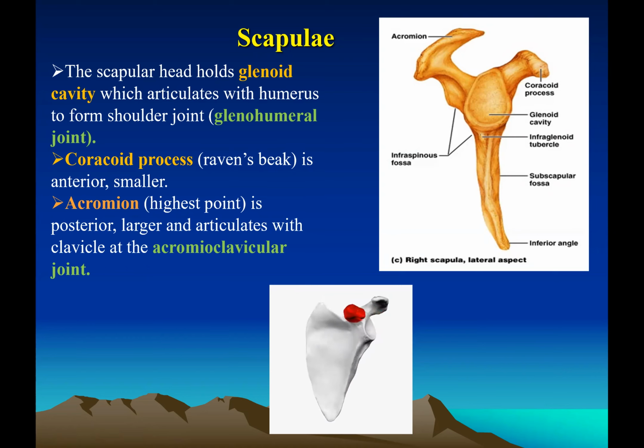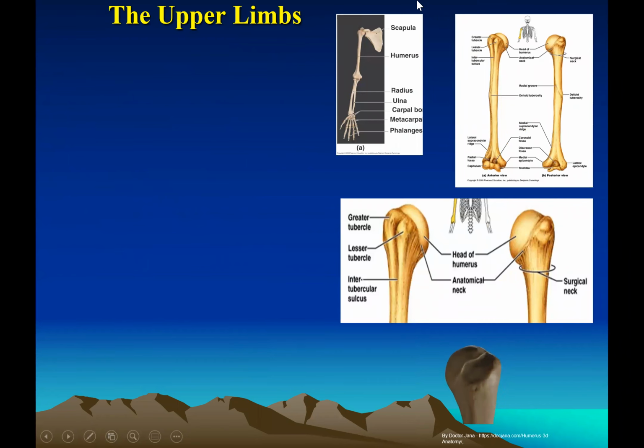Moving on to your upper limbs. If you take your limb, there are three main parts. The upper arm bone is called the humerus. The forearm is the radius and ulna. The carpal bones make your wrist. The metacarpal bones will make the palm of your hand, and your fingers are your phalanges. So it consists of the arm, the forearm, the wrist, and the hand.